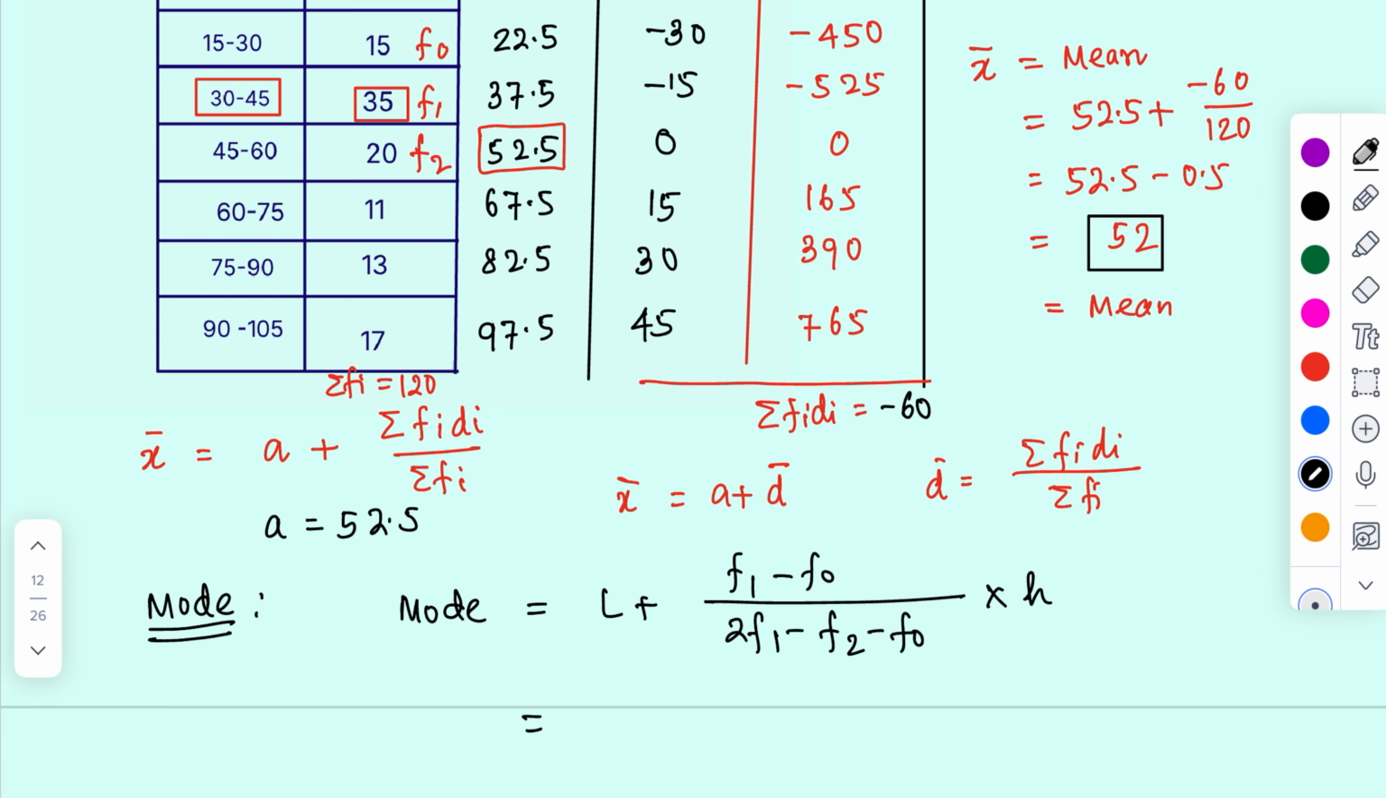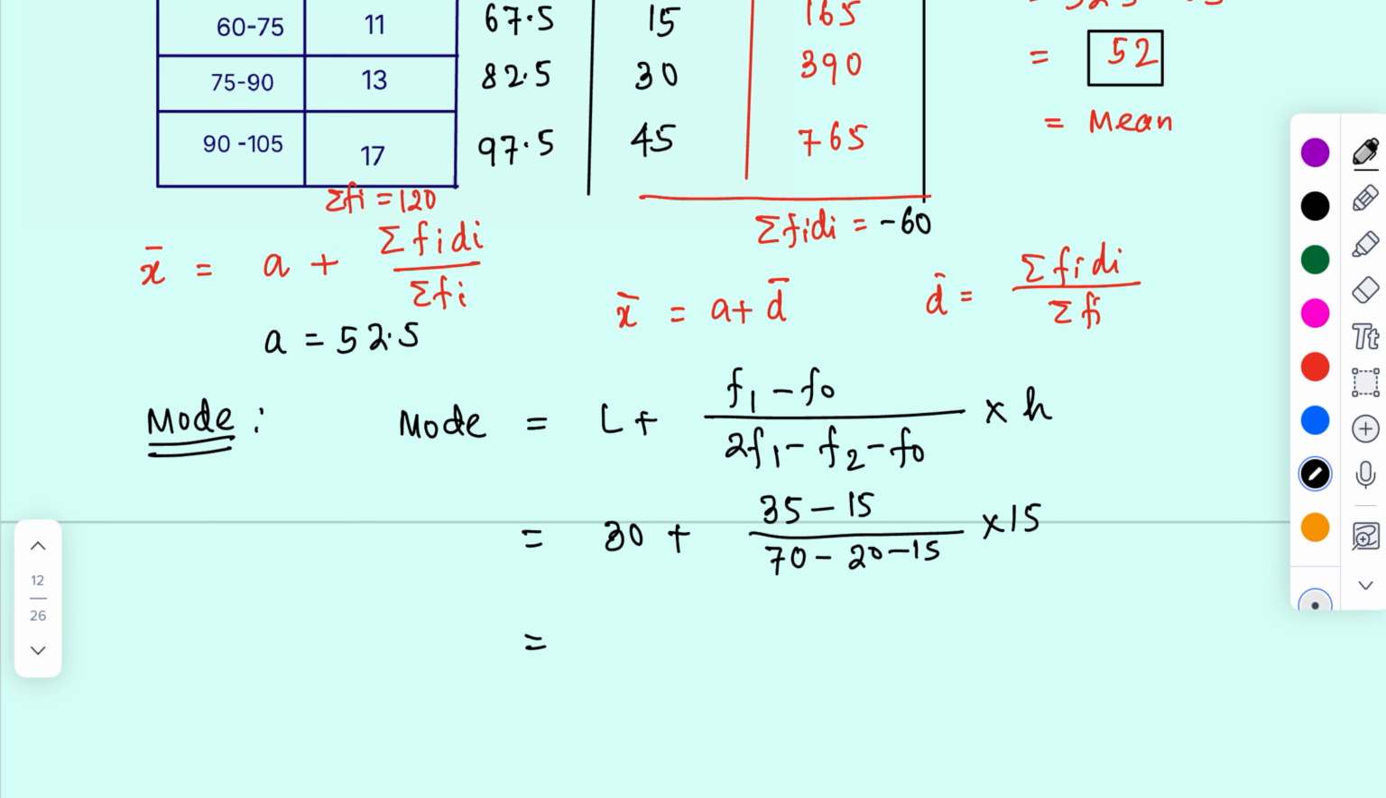So here L is equal to the lower class limit of the modal class, which is 30, plus f1 is 35 minus f0 is 15, divided by 2f1 is 70 minus f2 is 20 and f0 is 15, into class height or class size, which is 15. So now this will be equal to 30 plus 20 into 15 divided by 35. If you simplify it, this is 3, this is 7, so 30 plus 60 by 7.